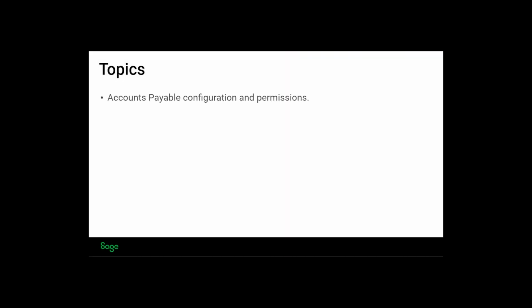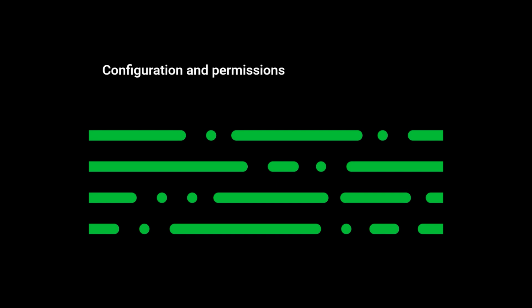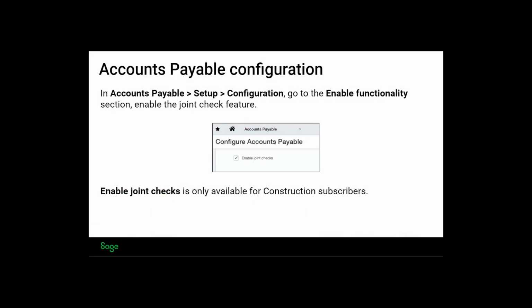In this video, you learn how to configure accounts payable and assign permissions related to joint checks, how to specify payees on an accounts payable bill, and how to pay bills with joint checks. The Joint Checks feature is only available for construction subscribers.